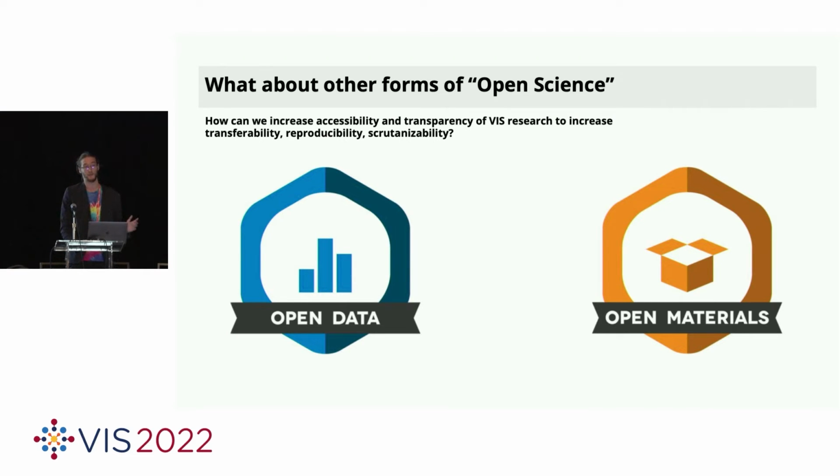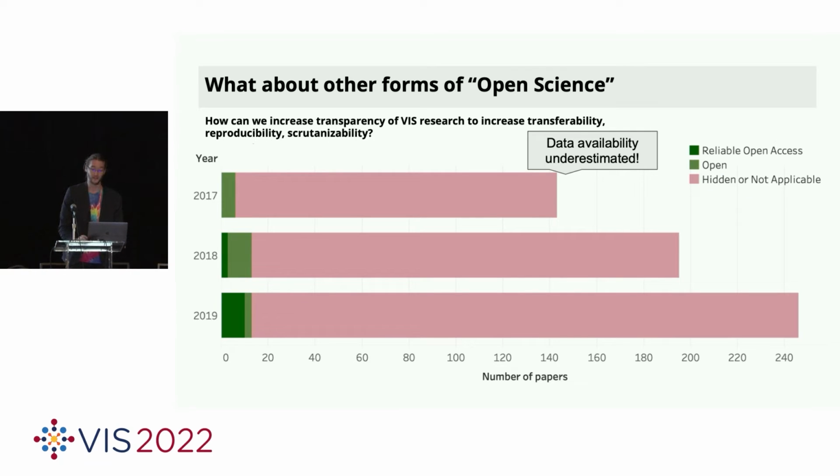But there's a lot of other forms of things to think about when we think about open science. Because open science is about increasing accessibility, transparency of research, but also transferability, reproducibility, or scrutinizability, for instance. And there are things that we can think about right now in the community that we want to focus on, such as open data and open materials. But with these other forms of open science at Vis, we haven't been faring so well so far, although there's been improvement through time. There's still a lot of progress that could be made, and this is the focus of this proposal.